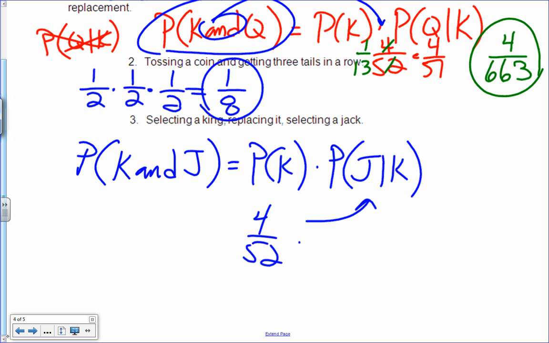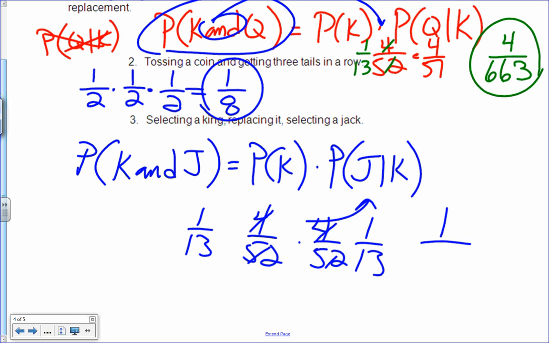Well, we have to know exactly what happened with the king. It got put back in, right? So it's basically the same thing, right? Because that card's back in there, so I once again have 52 cards in that sample space, and now I'm trying to get a jack. Well, there's 4 of those, right? So in other words, it's 1 out of 13, right? And 1 out of 13. So in other words, 1 out of.